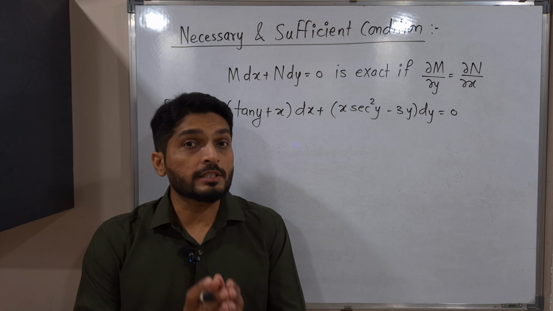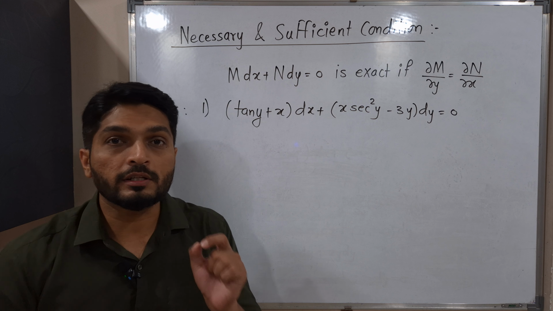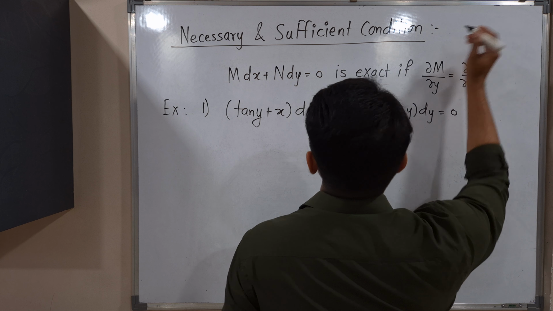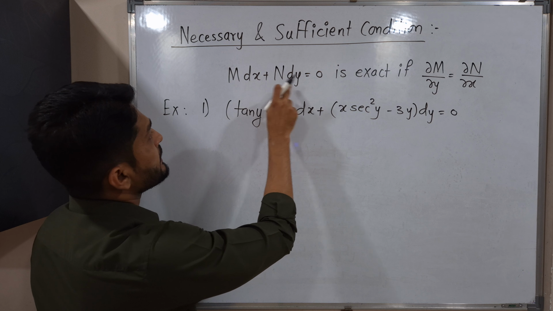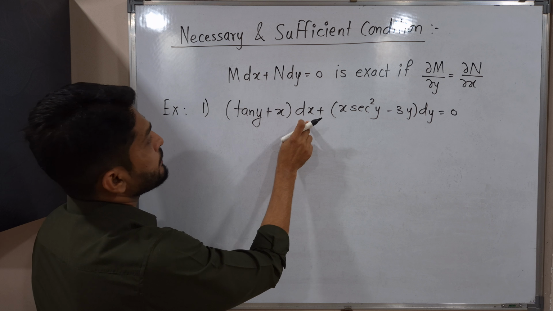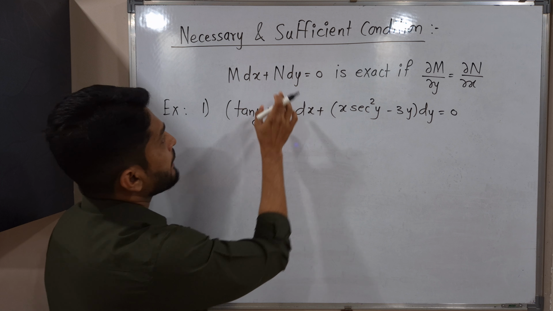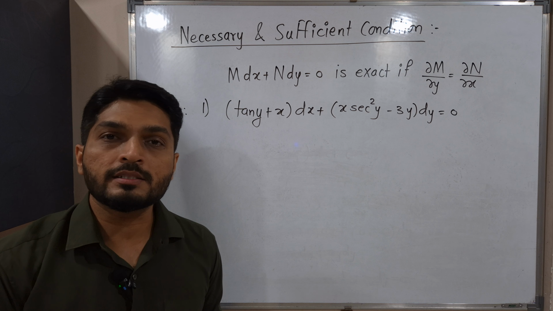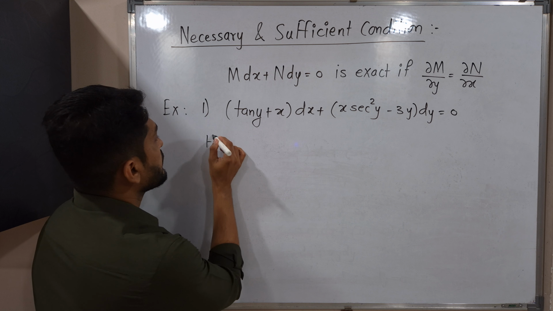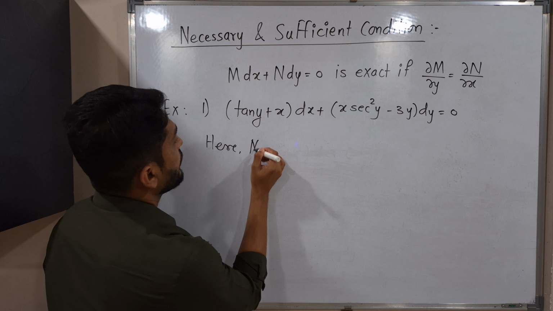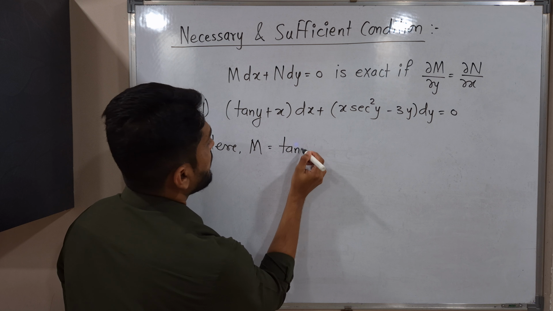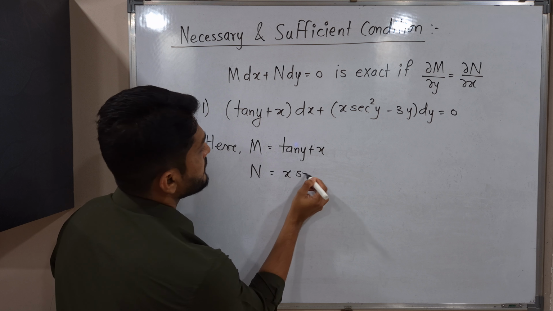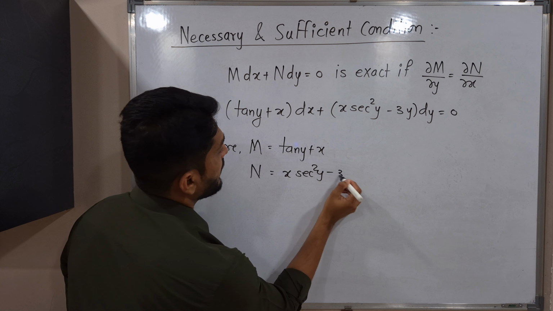First of all, we will check whether the given differential equation is in standard form or not. What is the standard form? Let me clearly mention it: M dx + N dy. The multiple of dx is our M, and the multiple of dy is our N. So what is my M? M is tan y + x. N is x sec² y − 3y.